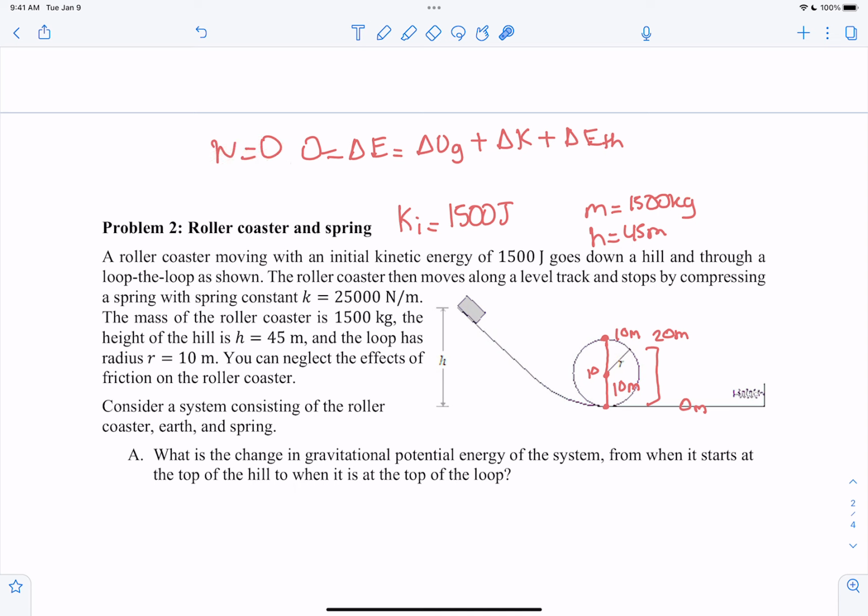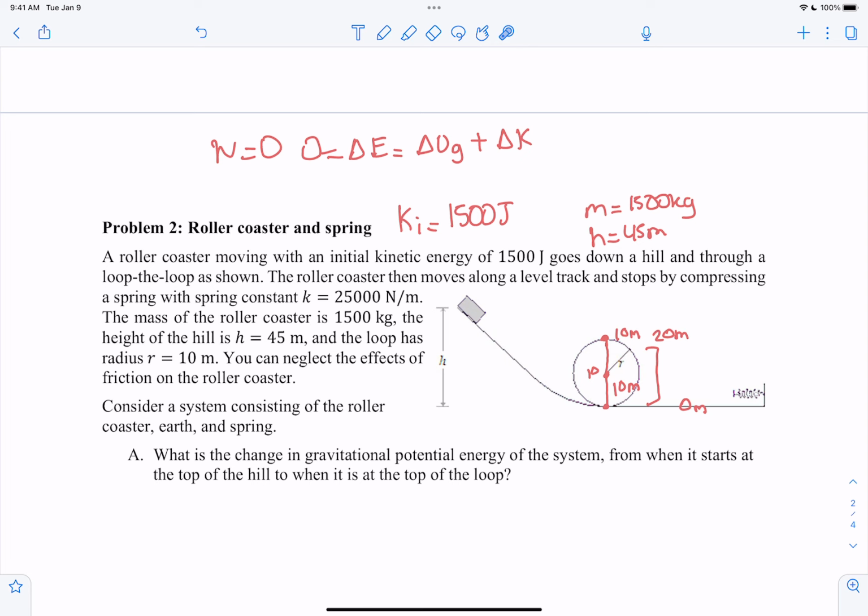There's nothing taking energy away from the system. This is assuming thermal energy is 0 too, because they said you can neglect the effects of friction, so there shouldn't be any change in thermal energy. So really our change in energy should be equal to the change in gravitational potential energy and kinetic energy.